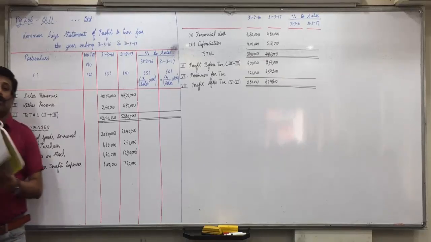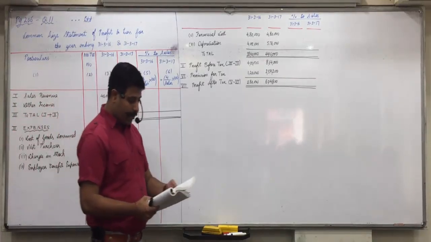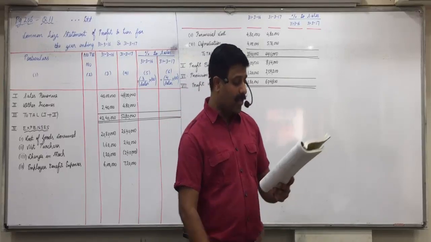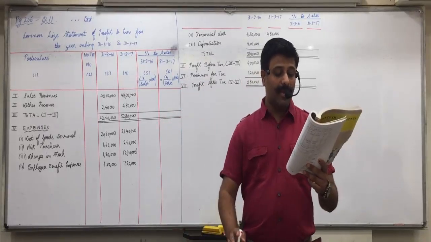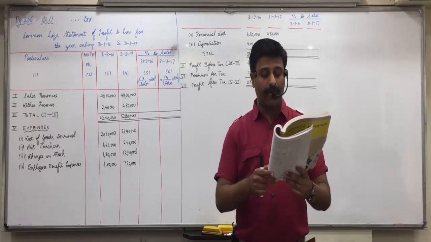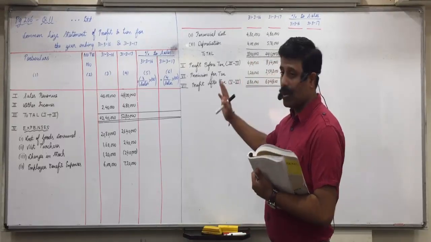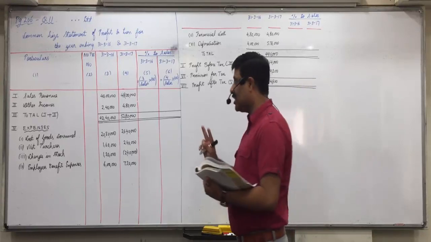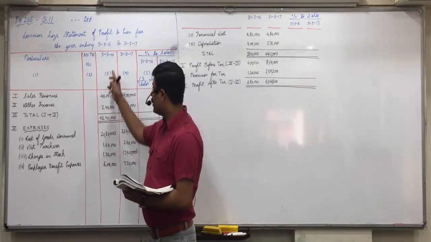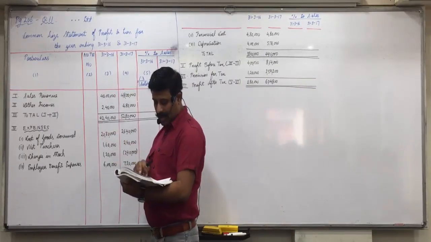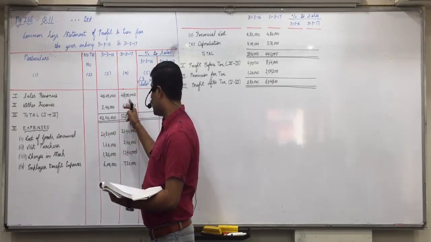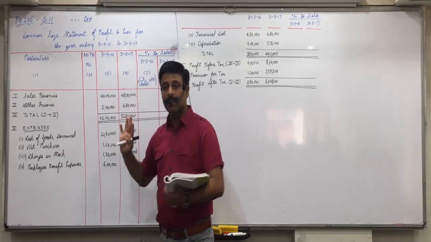Question number 11 on page 206. Prepare common size statement of profit and loss from the following profit and loss statement of 2 years. First of all, the whole question is to be noted down as it is. Just be careful about 31.3.16 and 31.3.17. In the question, 48 lakhs will come in the fourth column and 40 lakhs will come in the third column.